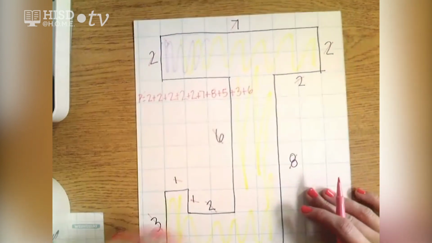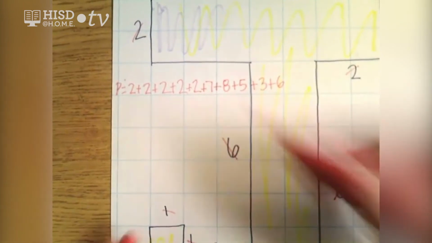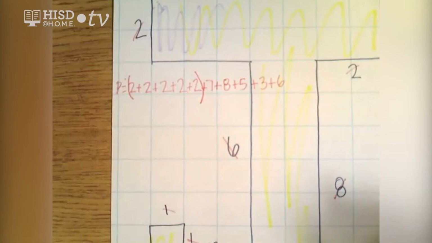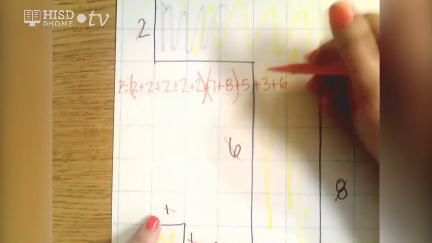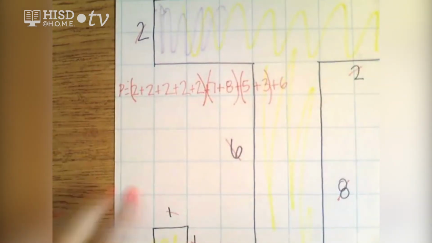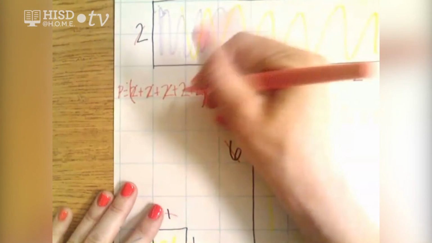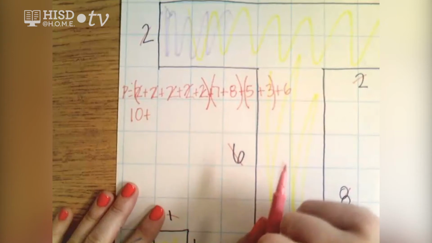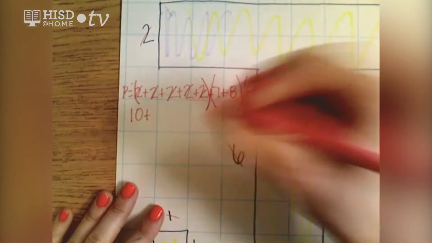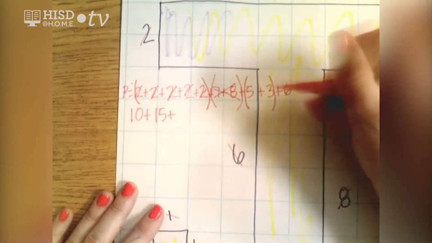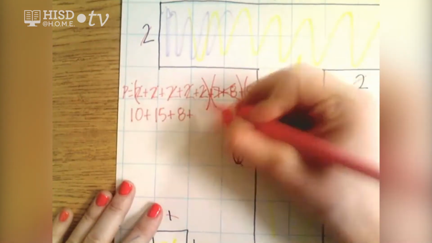I can do this a couple different ways. Let me zoom into my actual equation. I can put all these 2's together, right? I can skip count by 2's. Add 7 and 8, 5 and 3, and then 6 at the end. So 2, 4, 6, 8, 10. I have 10 plus 7 plus 8 equals 15, plus 5 plus 3 equals 8, plus that 6 on the end.